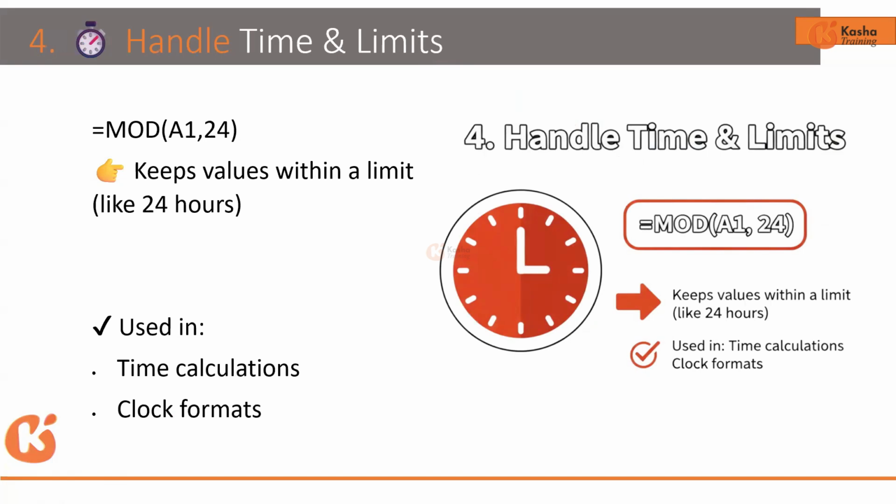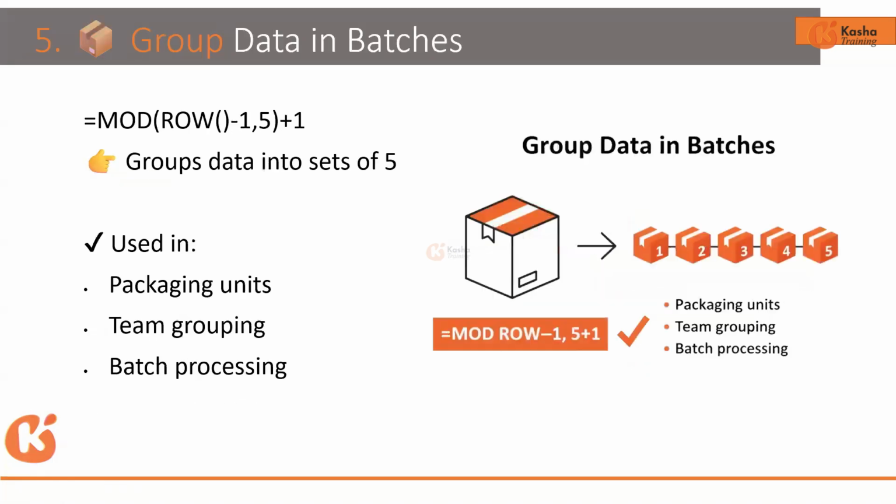Then after that, you can see here, it is used in time calculation. It is used in clock formatting. It's also used to group data in batches, for example in packaging units, team grouping, and batch processing. So for all these purposes we basically use mod.